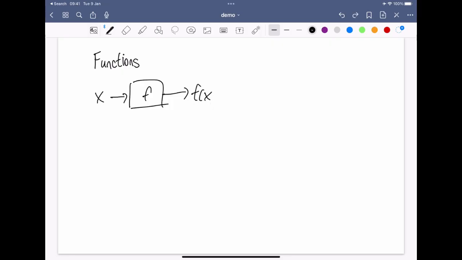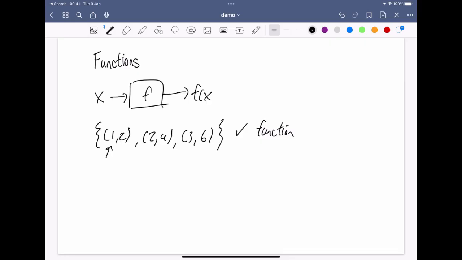And what I meant by every input has only one output is that given this set of numbers, for example, (1, 2), (2, 4), (3, 6), this is a function, because the first number corresponds to the input and the second number corresponds to the output. And the squiggly brackets mean that it's a set. That pretty much means that you're applying these pairs of numbers with the same machine, or the same function.